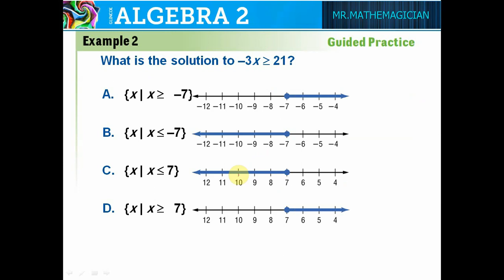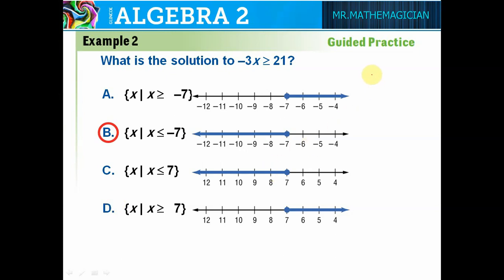Now, this is your turn to solve. What is the solution to negative 3x greater than or equal to 21? Is it A, B, C, or D? Of course, the answer will be B, and let me show you why.